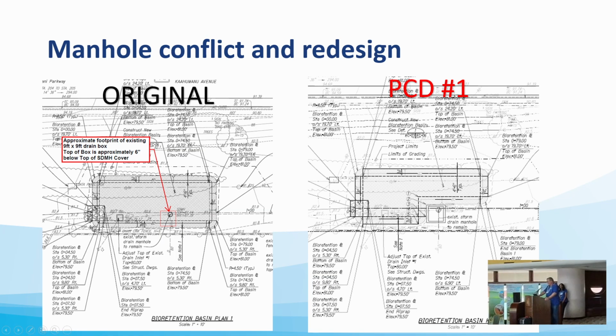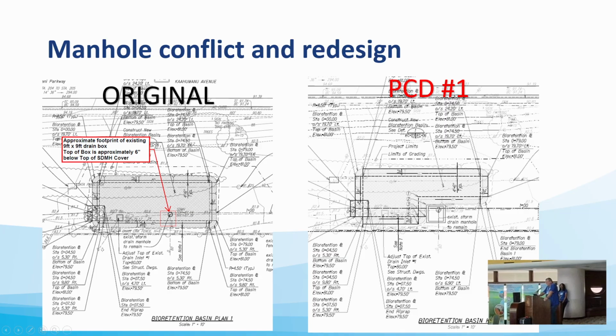The existing drainage system at Basin 1 varied from the conditions shown on the plans. The storm drain manhole is a 9-foot by 9-foot concrete box that would end up being exposed and unsightly. Basin 1 layout was adjusted to avoid the storm drain manhole under PCD number 1. In 2 weeks' time, DOT was able to coordinate with the designer and the contractor to redesign the bioretention basin without affecting the job schedule.